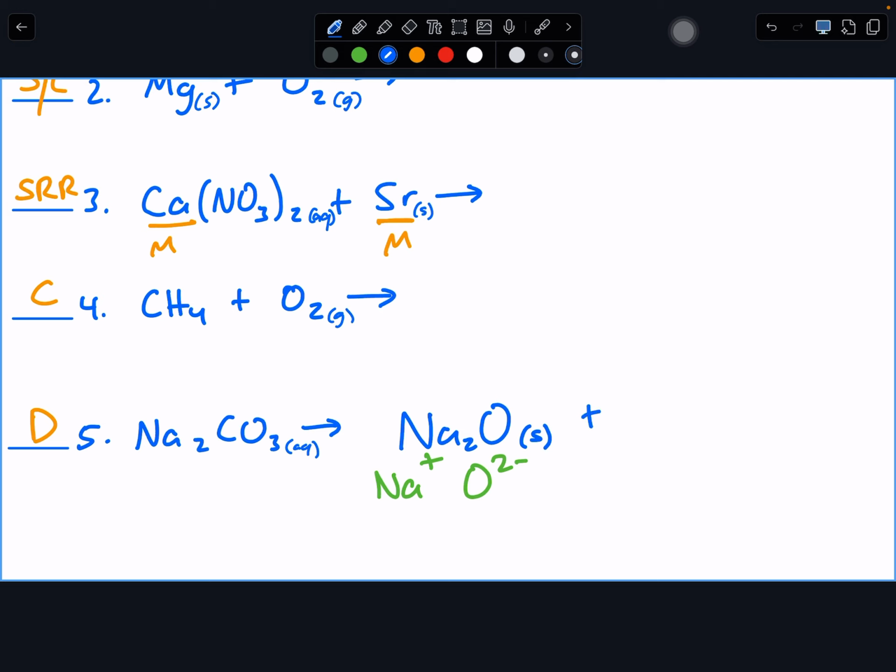And then the second product you guys said was what? CO2. Oh yeah, the O is already there. This is a what? A gas. Is it balanced?